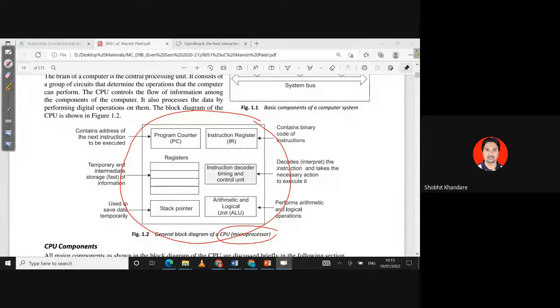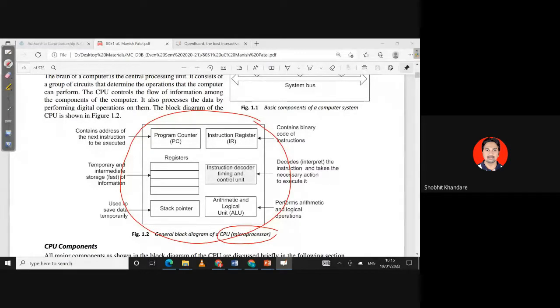Now Central Processing Unit क्या करता है? It controls the actual flow of information and it carries out the operations. Whatever the operation we have to carry out, it is done in the CPU. That is why the CPU is called the brain of a computer.